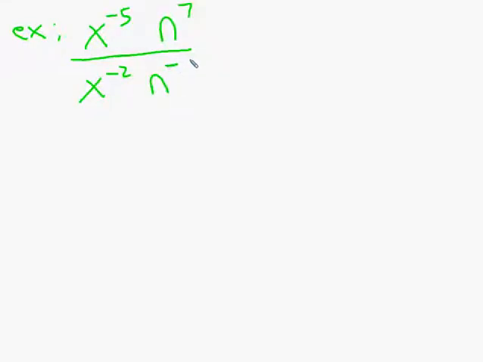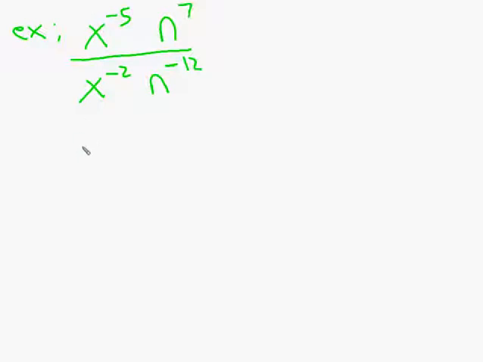Now, actually, where we get tricky is where we have extra negatives. So if I had something like this, okay, so we are going to apply our quotient rule. Why? Because I'm dividing, aren't I?